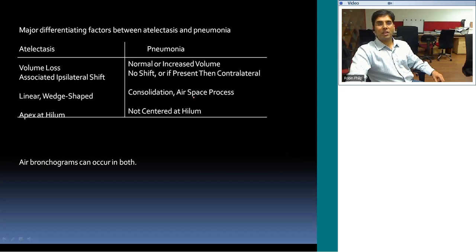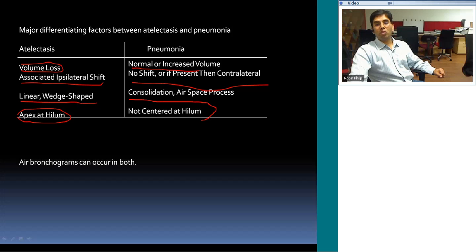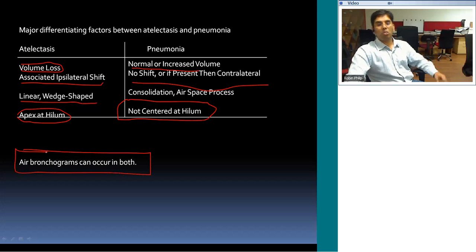So some of the major differences you can see: there's volume loss in atelectasis, whereas no volume loss with pneumonias. And then associated ipsilateral shift, because of the volume loss there may be shift of the mediastinum, whereas with pneumonias you won't see that. And then these are usually linear or wedge shaped with their apex at the hilum, whereas the pneumonias may not be so. And then air bronchograms are not specific, they can be seen in both pneumonia and atelectasis.